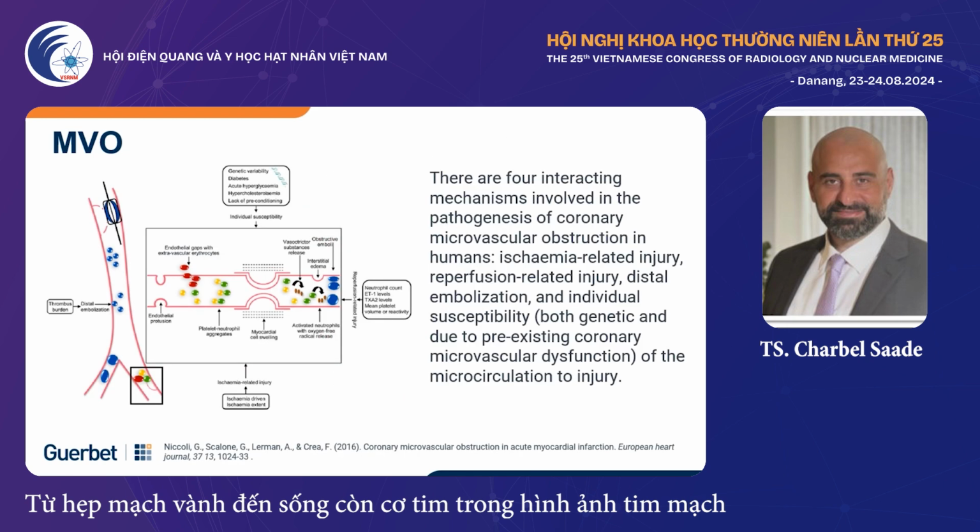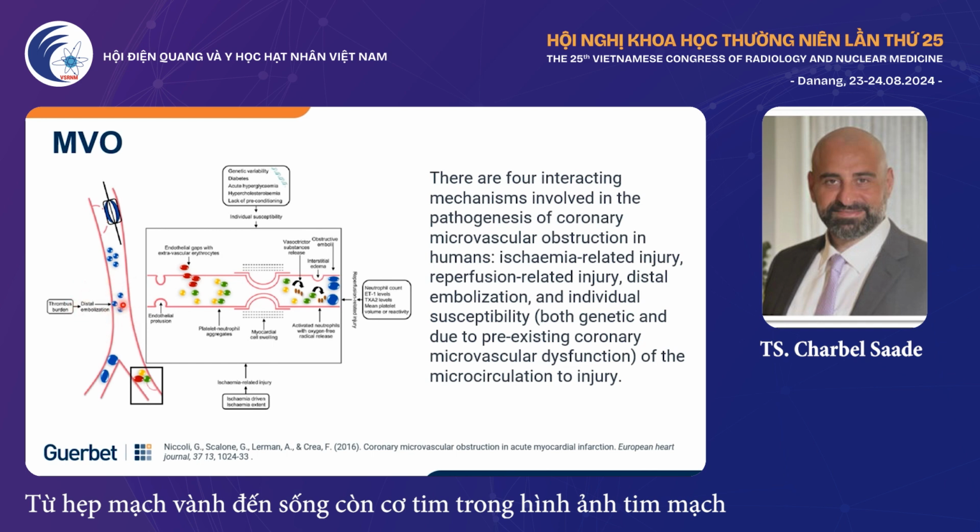We're looking at the microvascular obstruction. I just want to go a little bit further into more detail as to what really happens. Really, there are 4 interacting mechanisms in microvascular obstruction. Usually there's ischemia-related injury, where you actually see it coming from here, distal embolization, and of course individual susceptibility, both genetic and due to pre-existing coronary circulation.